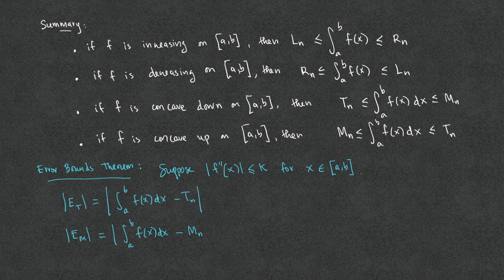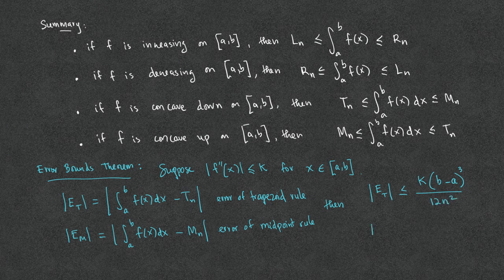the trapezoidal and the midpoint rules, then the absolute value of the error using the trapezoid rule is less than or equal to K times (b minus a) cubed over 12n squared, and the absolute value of the error using the midpoint rule is less than or equal to K times (b minus a) cubed over 24n squared. The error for the midpoint is usually half of the error of the trapezoid rule.